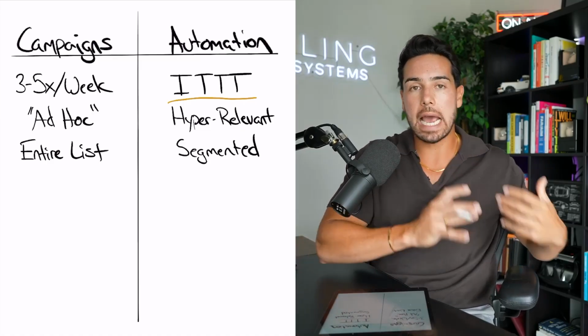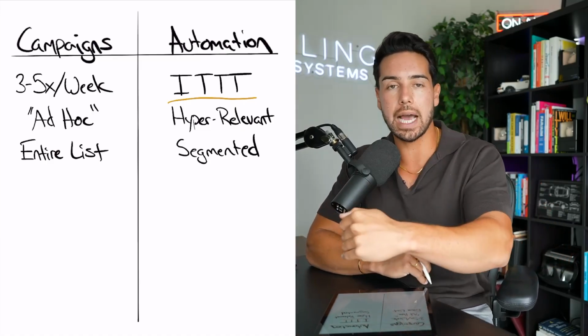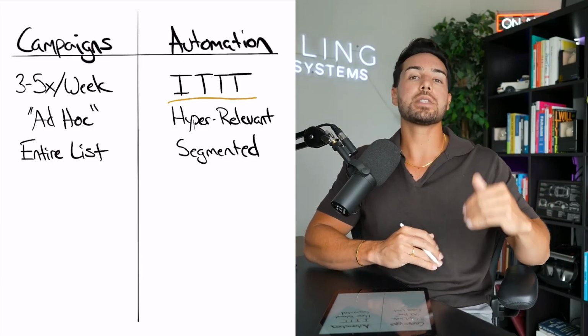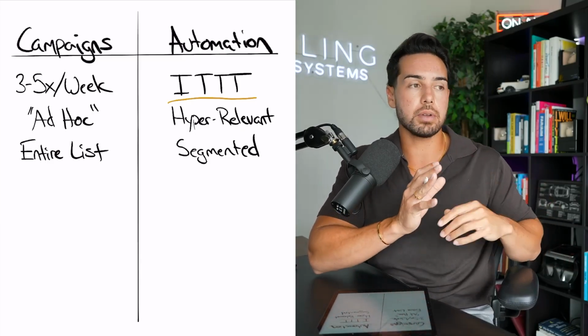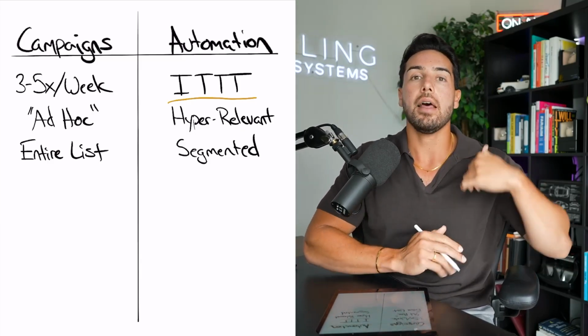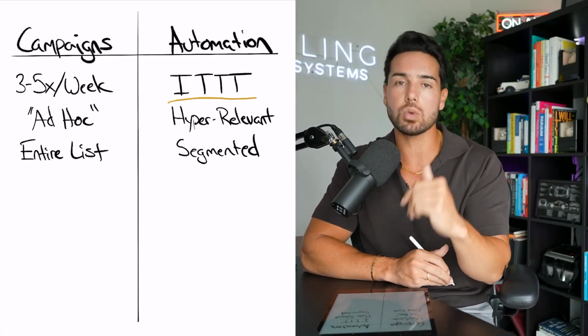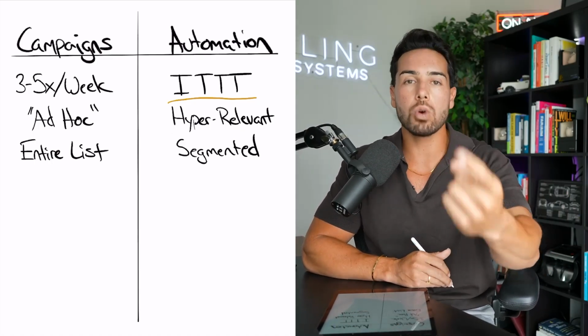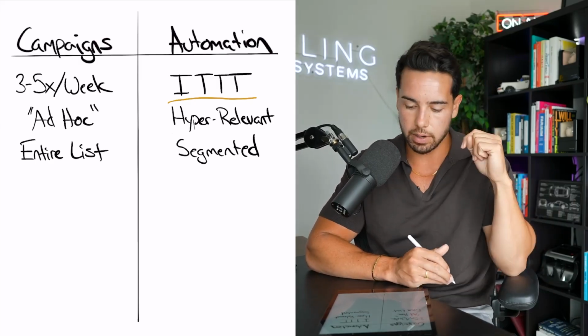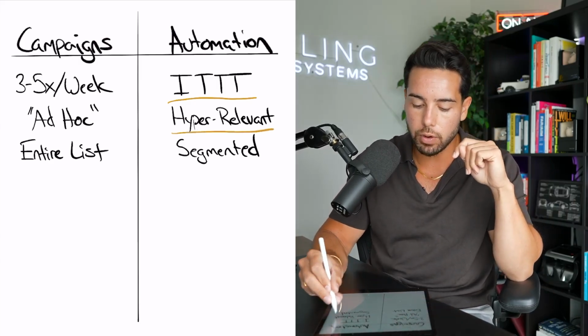And it means that if this happens, then this other thing will happen. So if somebody opts into my financial sheet guide, then we should send them this message. If somebody opts into my 77-page email swipe file down below this video, then we're going to send them an email with access to that right there.